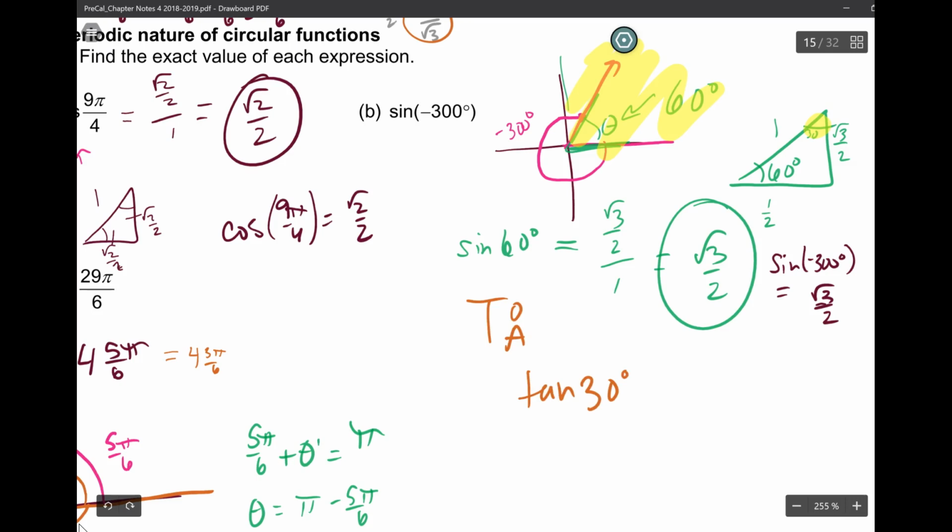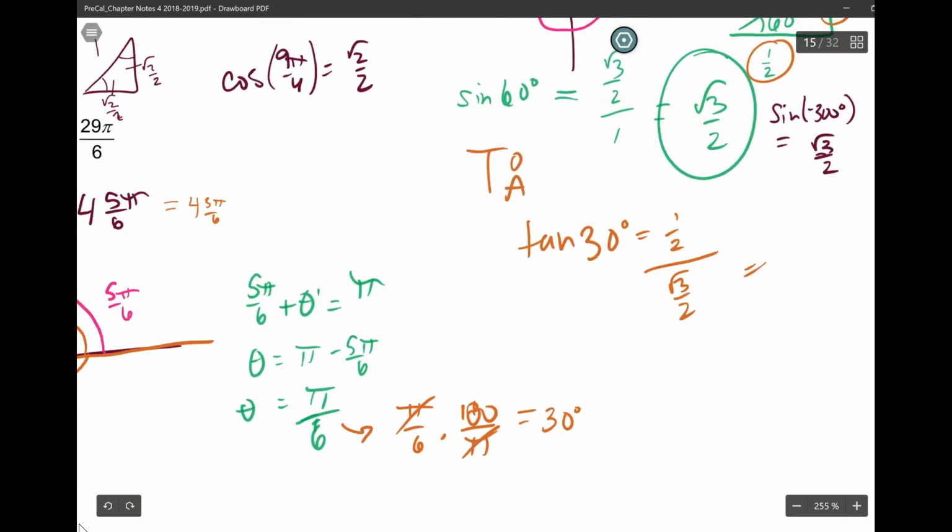So I want tangent of 30 degrees. TOA, let's see, opposite, 1/2 over adjacent, square root of 3 over 2. Well, the 2's cancel out, or I can show you this, hold on. So 1/2 divided by square root of 3 over 2. Dividing by a fraction is the same thing as multiplying by a reciprocal. 2's cancel out. That's what I mean when I say 2's cancel out. Dividing by the same thing. So I get 1 over square root of 3. Of course, that's ugly. Okay, multiply by 1 to rationalize. Square root of 3 over 3.